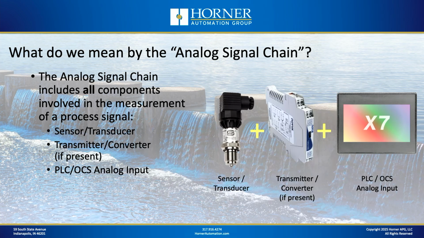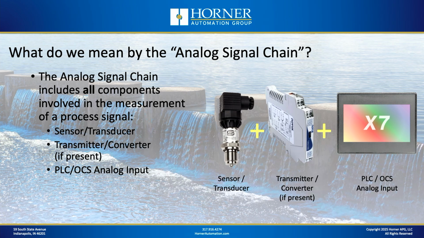Now, what do we mean by a signal chain or an analog signal chain? Well, when we're talking about calibrating analog inputs, really what we're talking about is just calibrating the analog input circuitry of the Horner OCS. And that's, of course, the type of calibration that we perform in the factory.